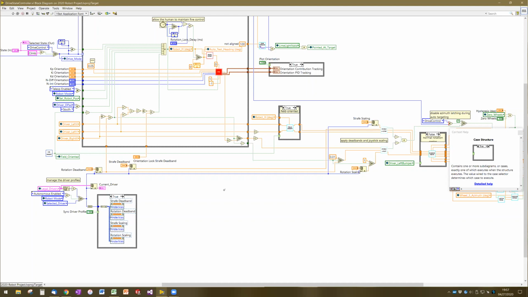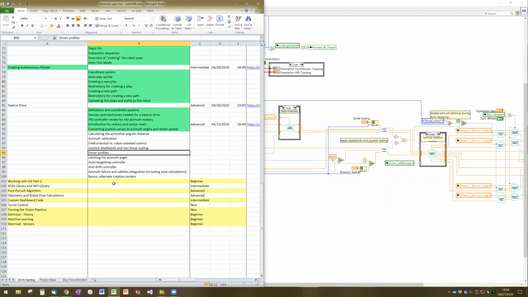Are there any questions about the driver profiles and at least what they are and why we have them? Okay, so that is all I think we're going to talk about today.